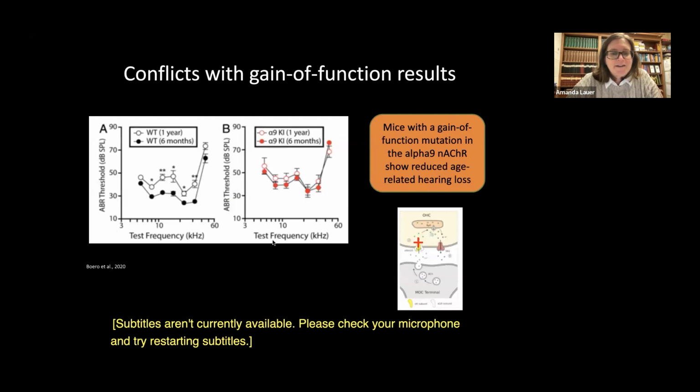We also communicated with some colleagues in Argentina who were doing aging studies with a gain of function mutation. This is where the alpha-9 receptor subunit actually has increased function. They were showing that, even at a year, not really super old for an animal, there was protection against age-related hearing loss. However, these animals already have elevated thresholds, sorry, not age-related hearing loss. So there just isn't much of a shift when the thresholds are already elevated.